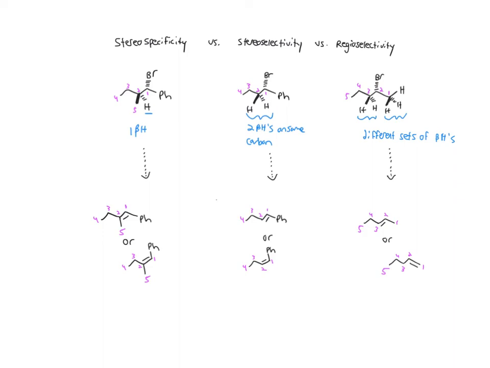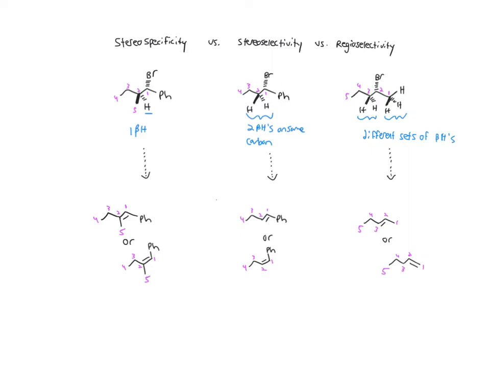For regioselectivity, this is probably the one where we can see that they're different the most, because this is what region of the molecule the double bond is going to go into. In this first one, if we took one of these beta H's, the double bond would be between 2 and 3, so it'll be on that side. If we took one of the beta H's on the end of the molecule, we would actually end up with a double bond between carbons 1 and 2. So that would be a different alkene product.